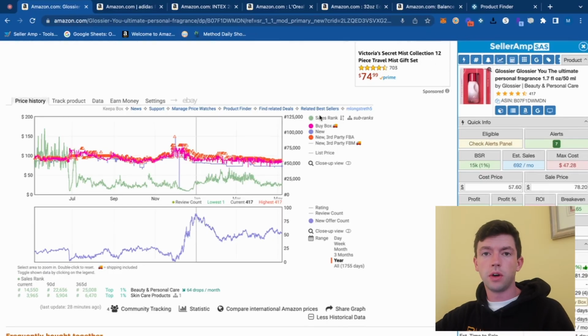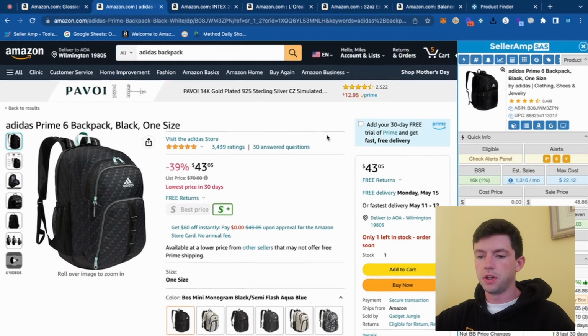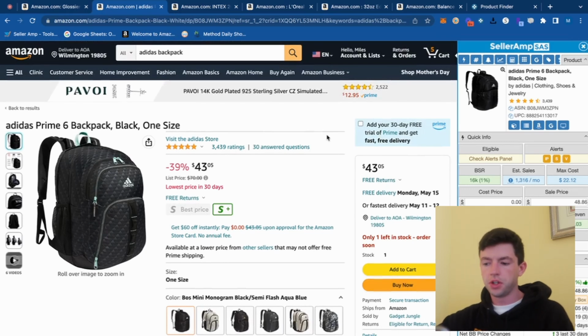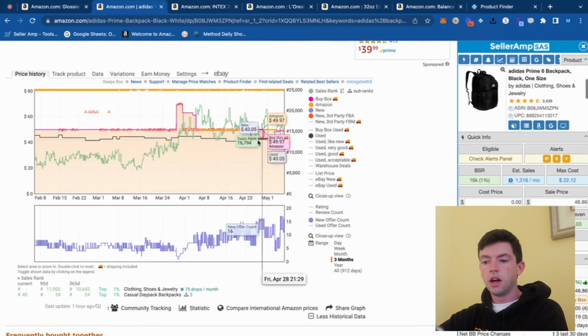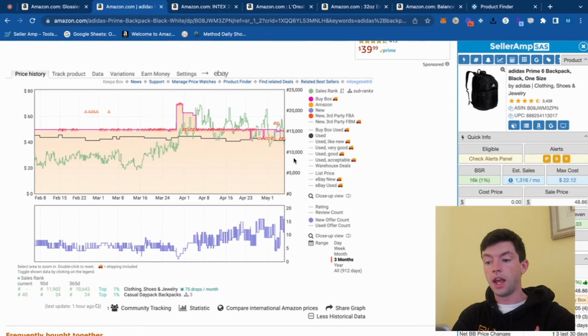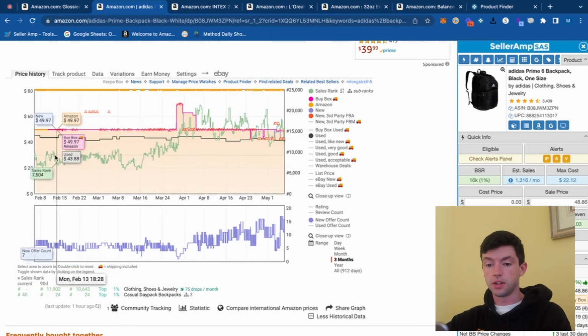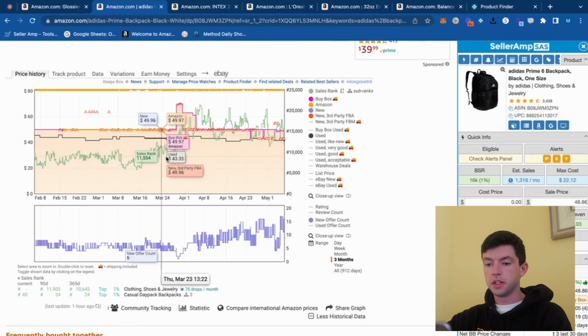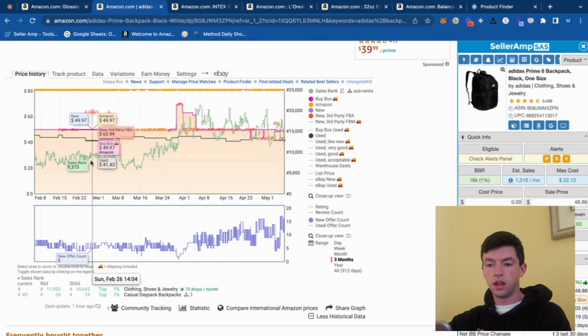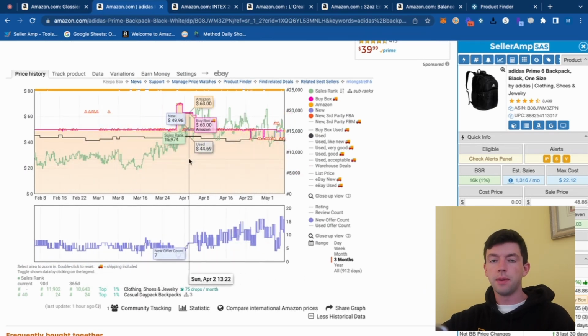So now we've looked at one product and we're going to hop over and take a look at some more products. We can see this product over here is an Adidas backpack, and what I want to do with this item is show you the seasonality of demand. If we scroll down to the Keepa chart, first things first, we can see that Amazon is on this product. Amazon is nicely shaded in orange. This means that Amazon's selling this product themselves.